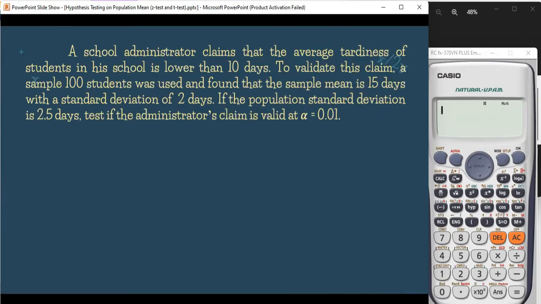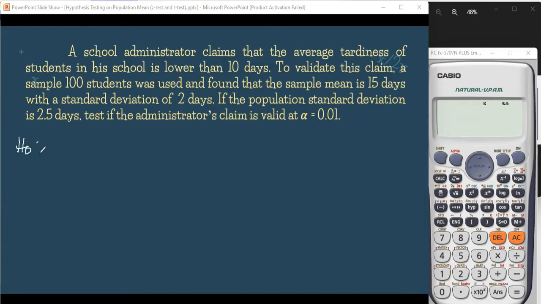So, dito po sa second example, hindi na po tayo gagawa ng worded na null and alternative because it takes so much space. We're just going to use the symbolic one. However, in our step number 4, we still need to do it in the worded form. Opo. So now, let's have this one. School administrator claims that the average tardiness of the students in his school is lower than 10 days. So lower than 10 days.